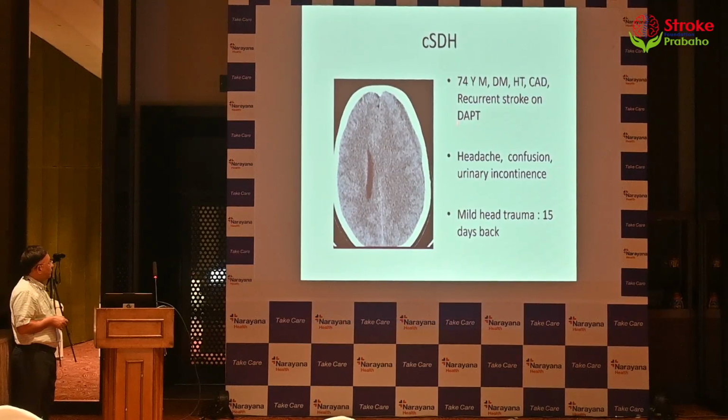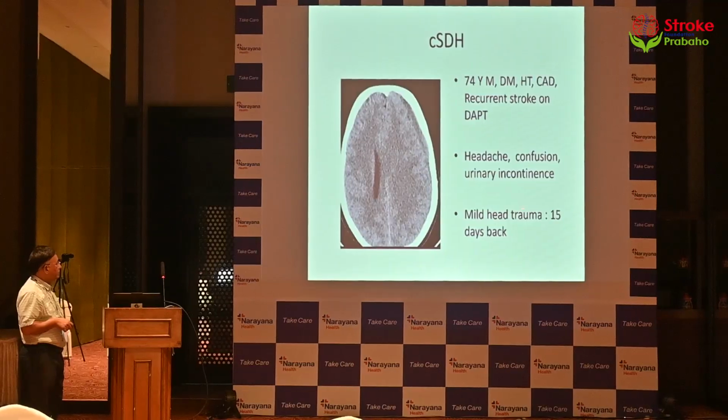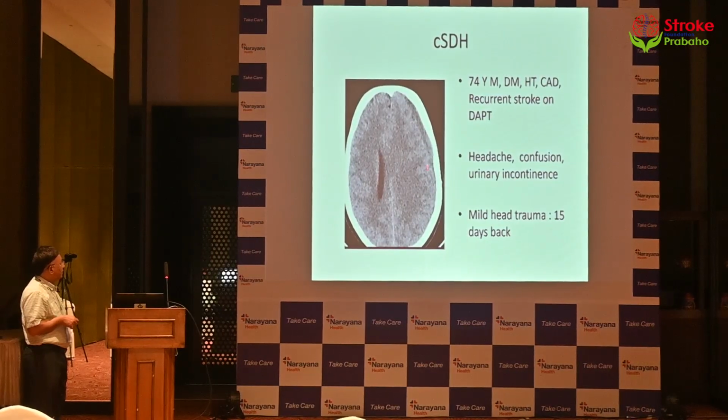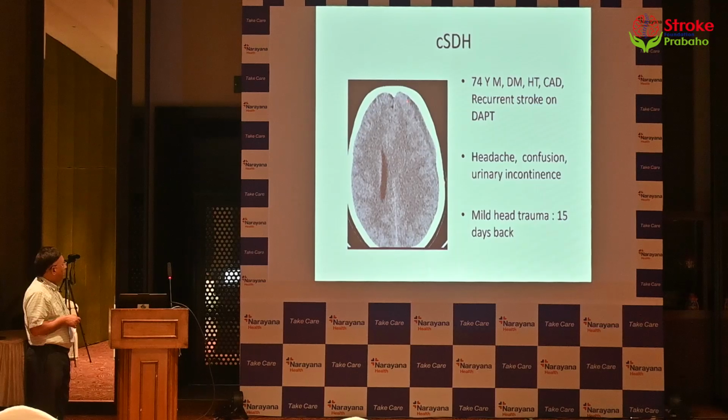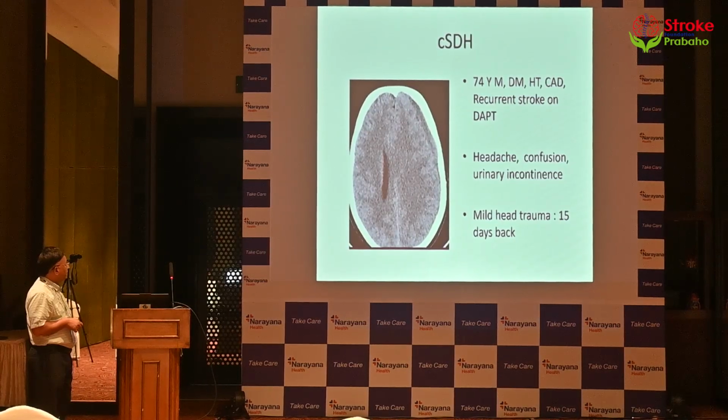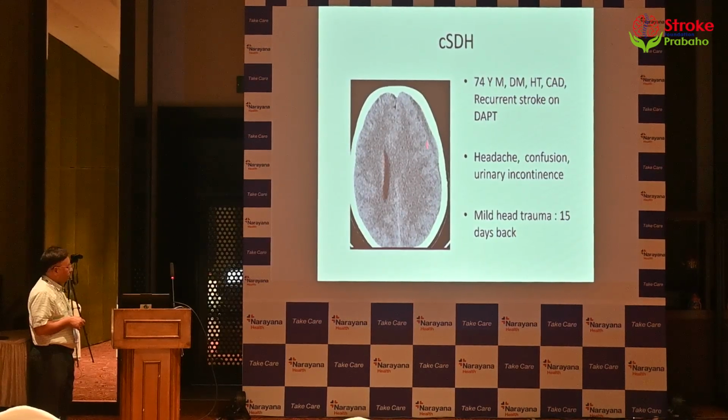So he has very high risk factors for coronary artery disease as well as stroke, and presented with headache, confusion, and urinary incontinence. There was a mild head injury 15 days back, and you can see there is a small subdural hematoma, but there is significant compression, and the ventricle is not visible on the left side.